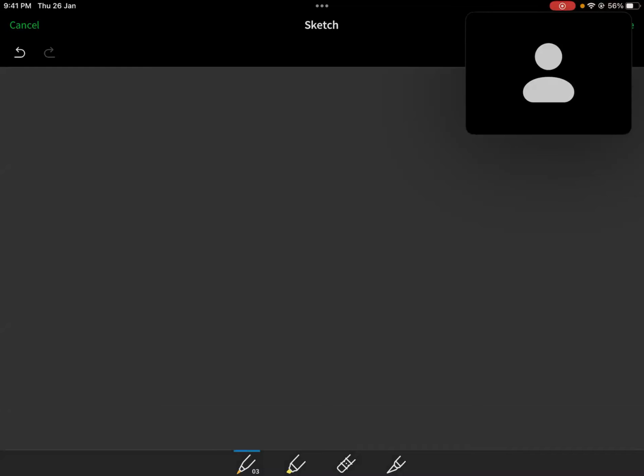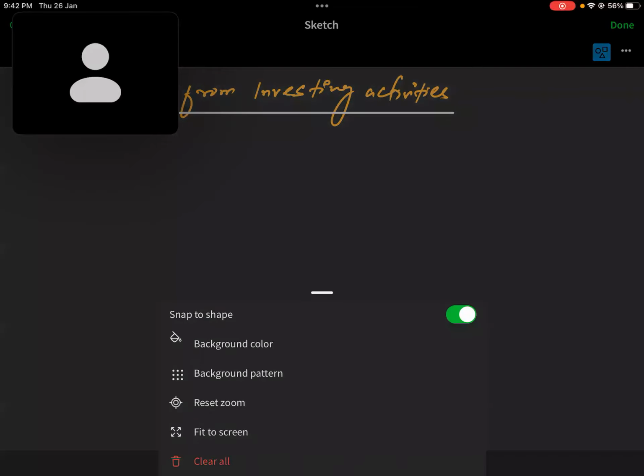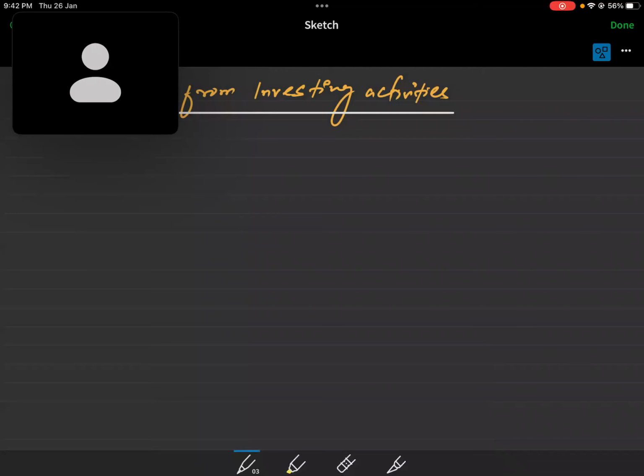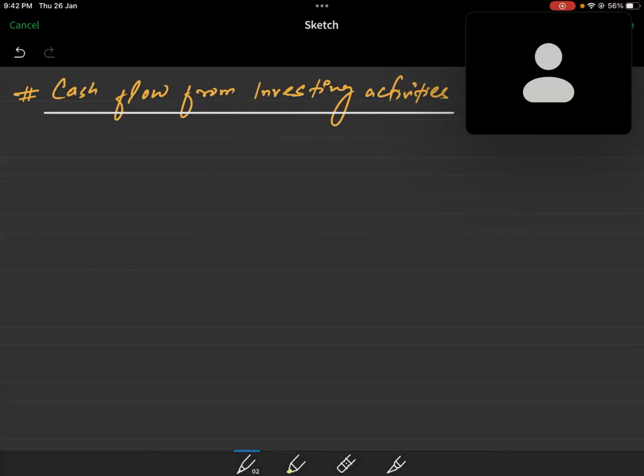Alright, so the first thing that we will be learning about in today's session is cash flow from investing activity. So first thing that we need to understand is what is investing activity.